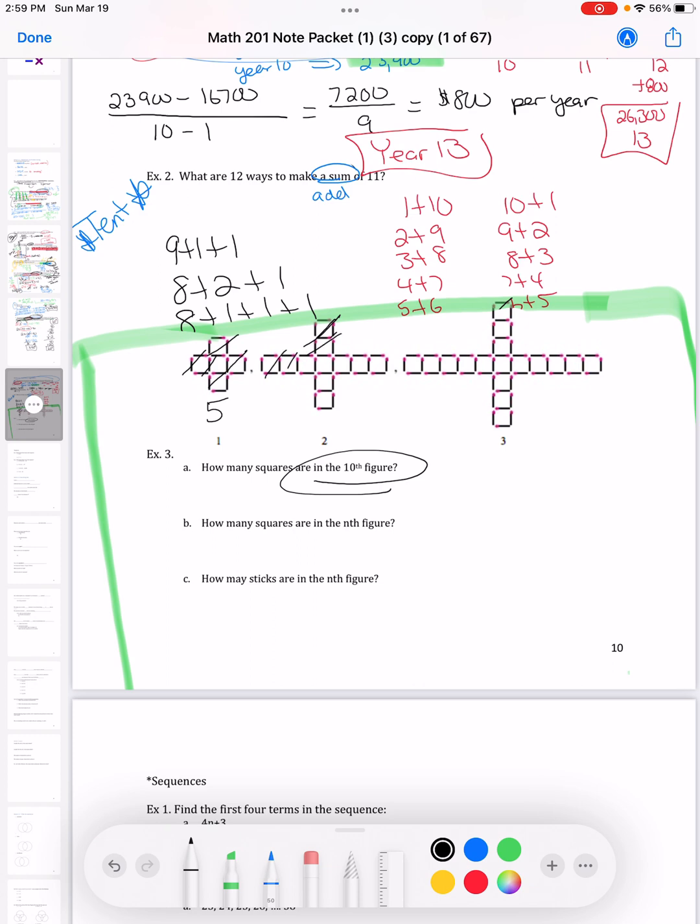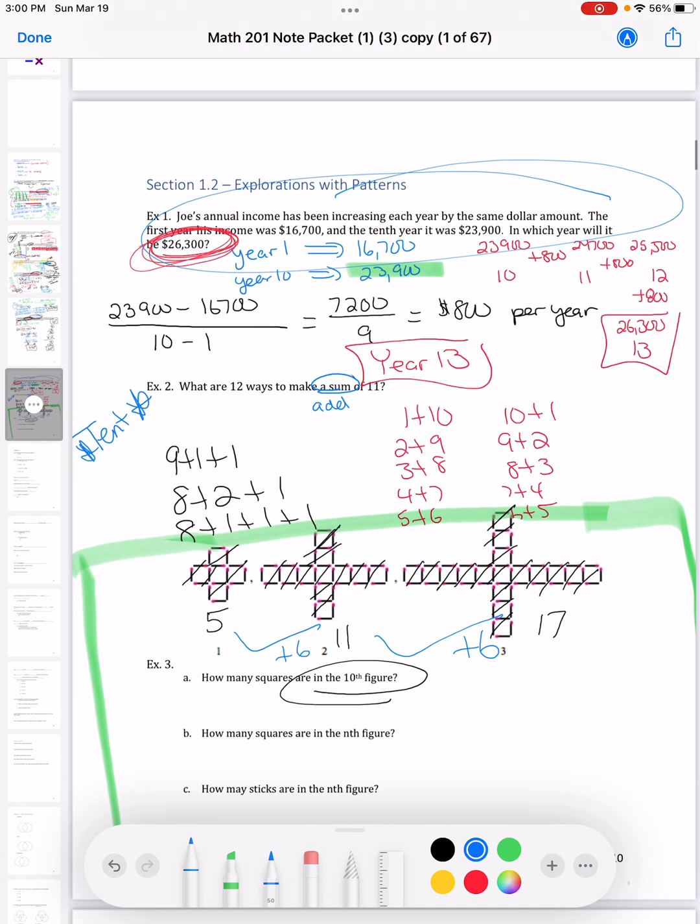1, 2, 3, 4, 5, 6, 7, 8, 9, 10, 11. The second picture has 11 squares. 1, 2, 3, up to 17. The third picture has 17 squares. So it looks like my pattern is I would add 6 every single time.